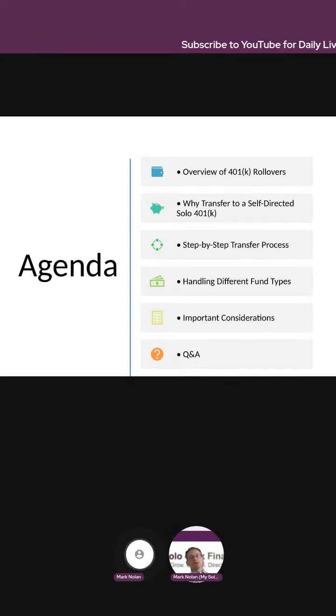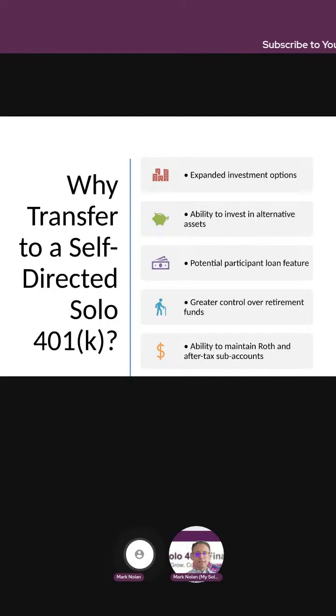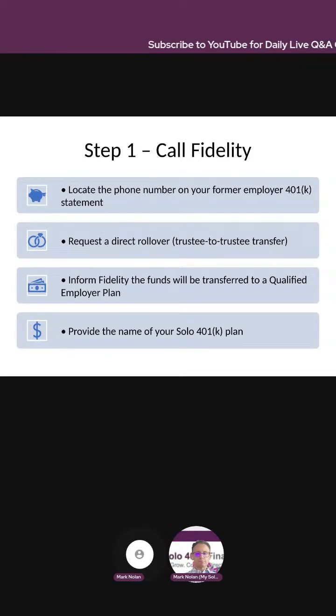In addition, solo 401k plans offer several advantages compared to many employer plans. Let's talk about those advantages. So some of the advantages of a self-directed solo 401k is the participant loan feature, where each participant can borrow up to $50,000 through a solo 401k participant loan.